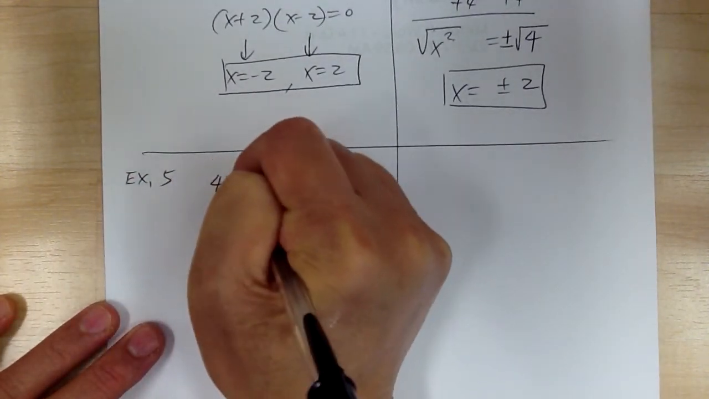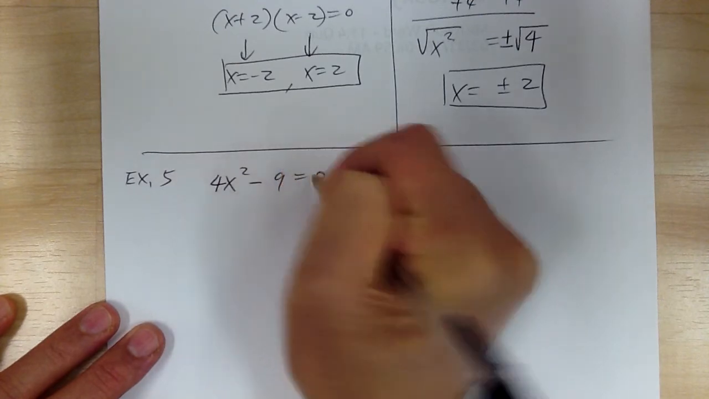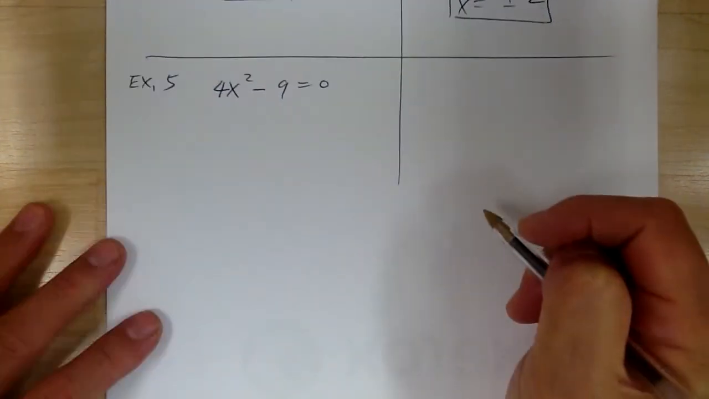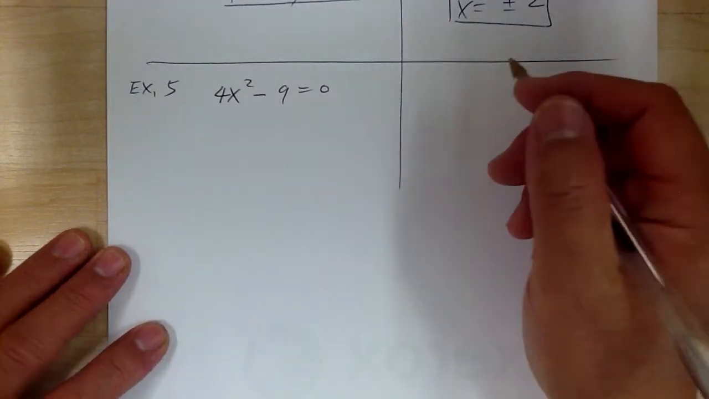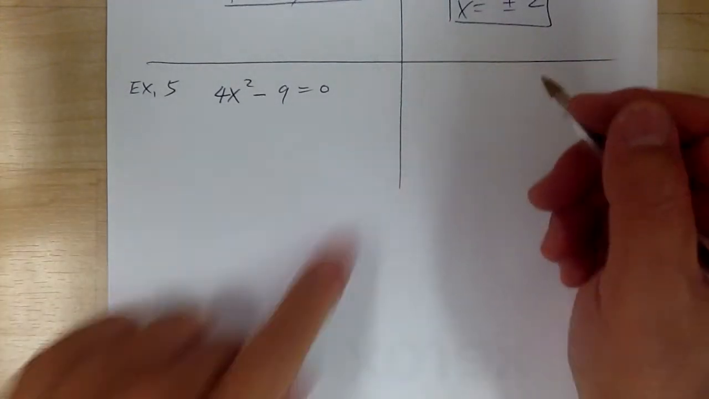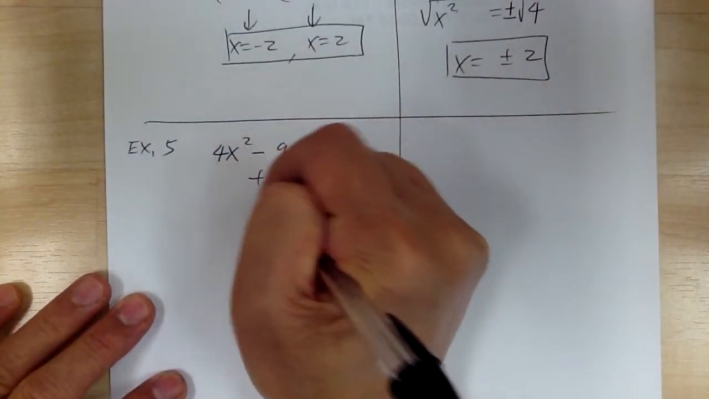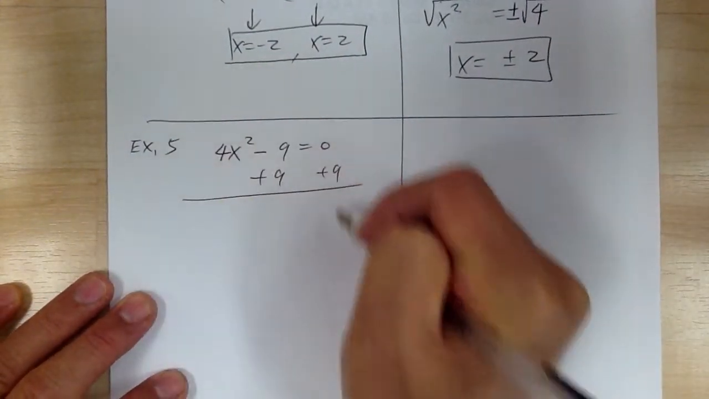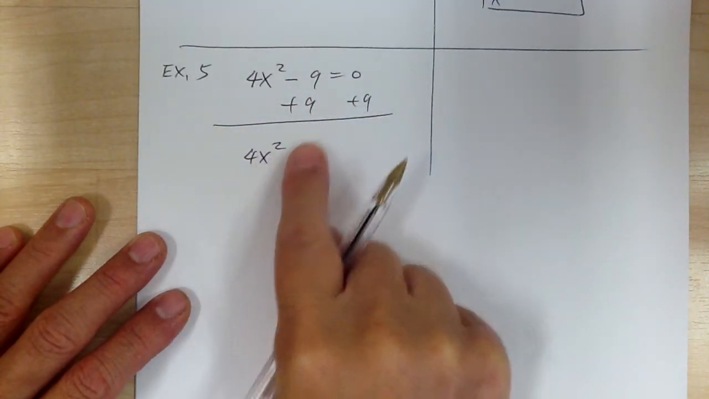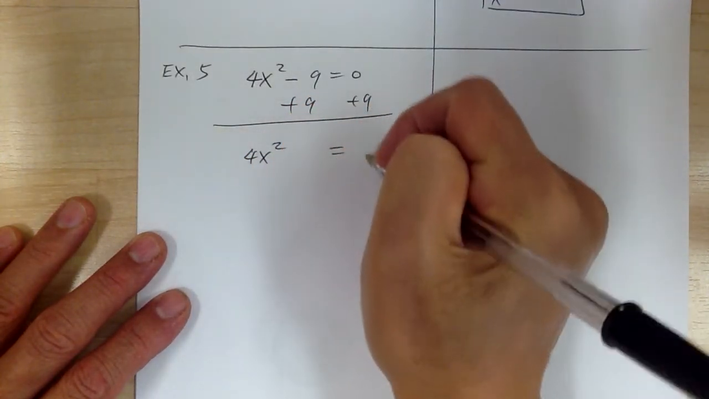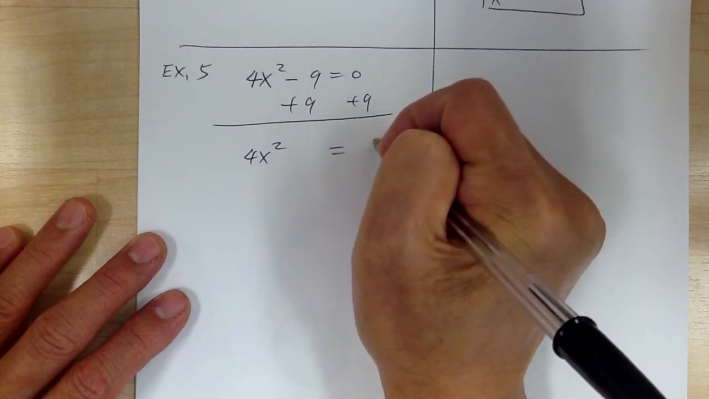So you got 4x squared minus 9 equal to 0. Again, you can do two methods if it's factorable, but this one is a little bit messy when you're doing the factoring. So I'm going to use this method. I'm going to plus 9 on both sides. When you have a perfect square, when you don't have a middle term, it's probably a little bit quicker if you do it this way.